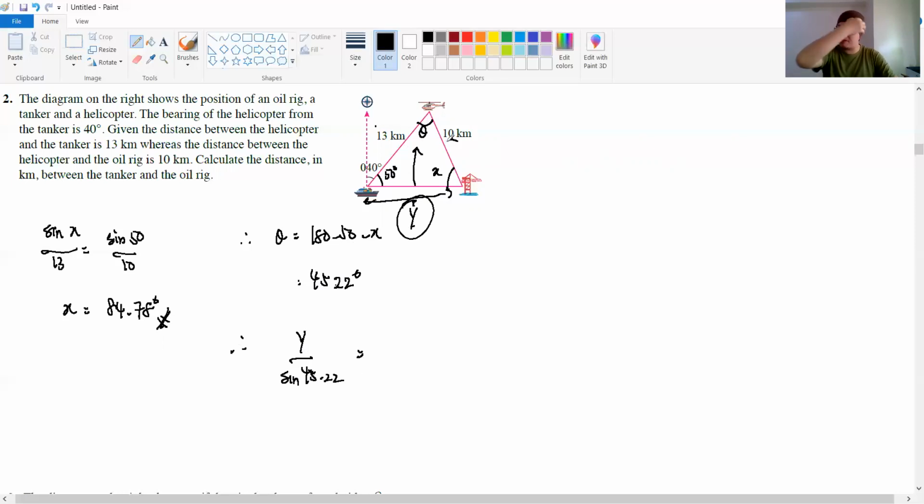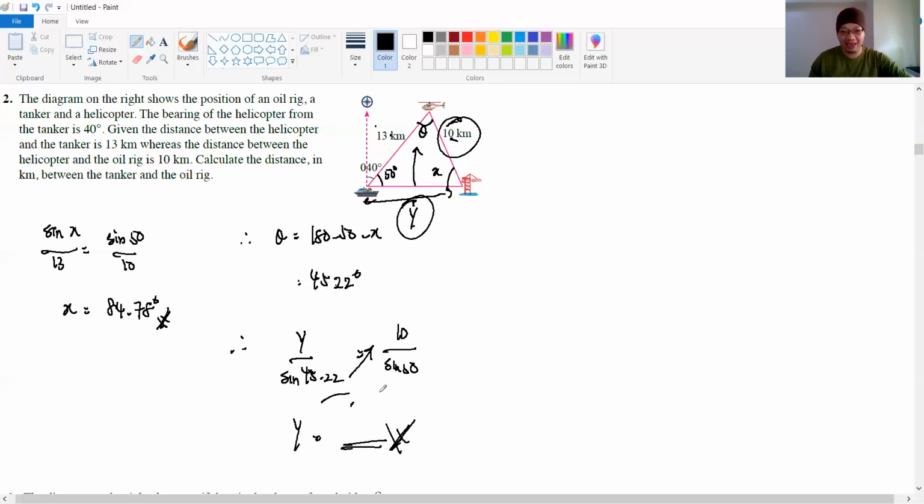Now you need to find the next pairing here. The next pair will be 10 with 50 or x with 13. So I'm using 10. So 10 over sine 50. So y equals what? This one is very easy. Move this sine to the right side, then solve the problem. Please calculate how much the answer is for this. So that is your answer for question number 2.